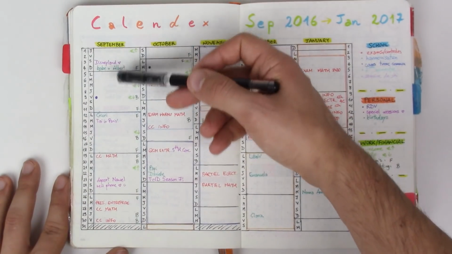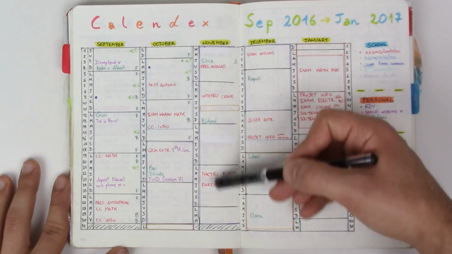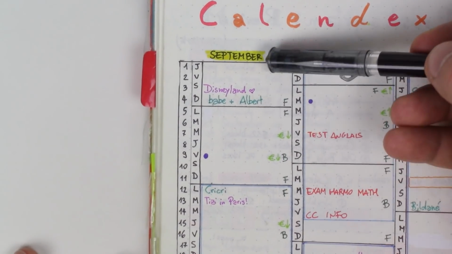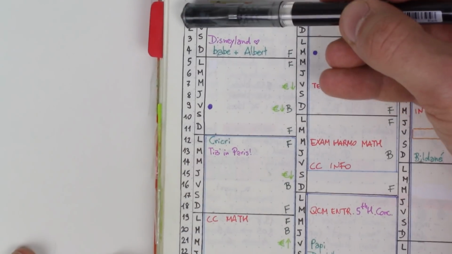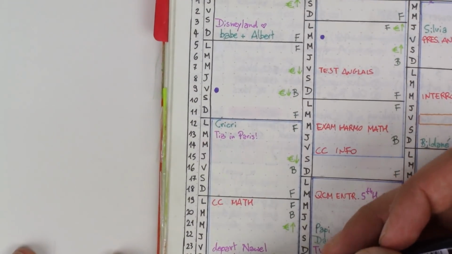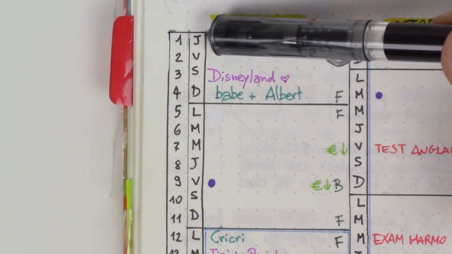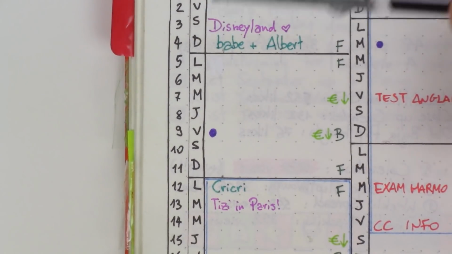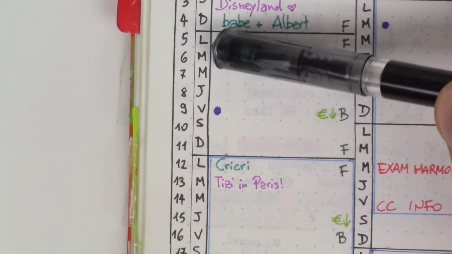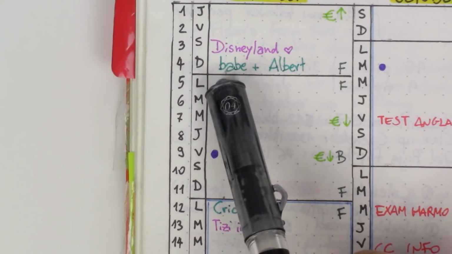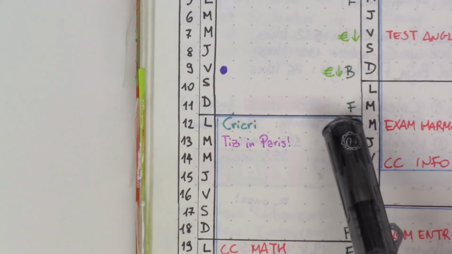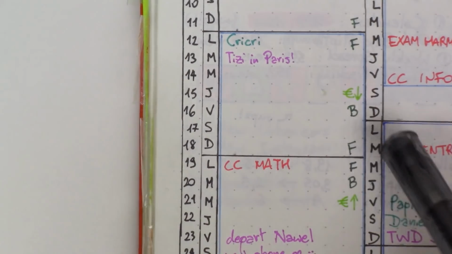As you can see, the Calendex is divided into columns, and each column represents a month. As I zoom in here, this is the month of September, and here on the side you have the numbers that represent the days of the month. Next to the days, I also put the name of the day of the week so that I know if it's a jeudi, vendredi, samedi, dimanche, if it's a Monday, Tuesday, etc. As you can see here, I always put a trait on a Sunday so that I can divide each week, and this is very helpful.